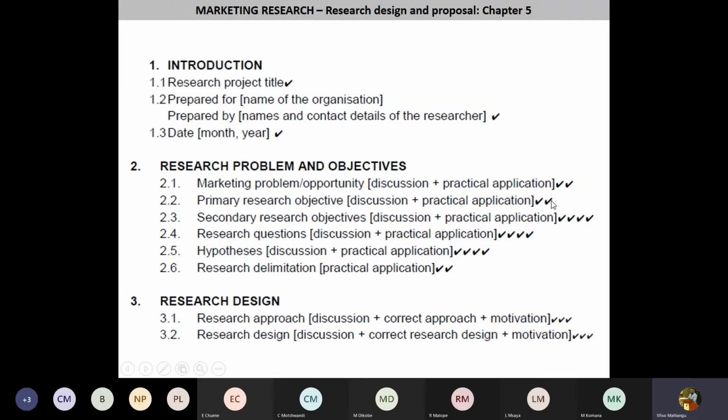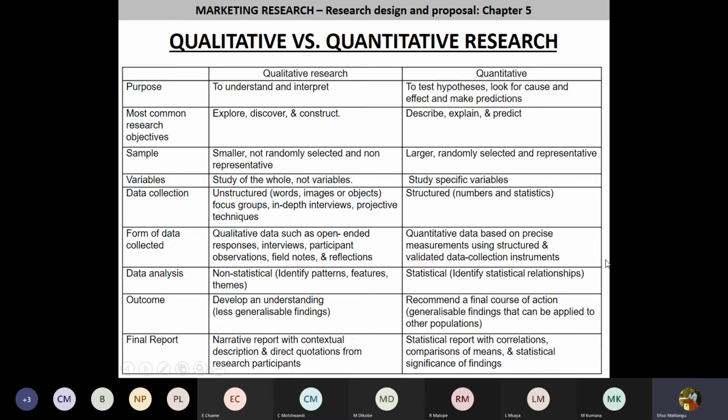Primary research objective will always have 1 primary research objective and the rest there. So under research design, you've got 2 things that you are discussing: research approach, followed by research design itself. So let's start with research approach. Starting with the discussion, tell you about the 2 research approaches here, and then we can motivate our answers there. So these are the 2 research approaches that we have.